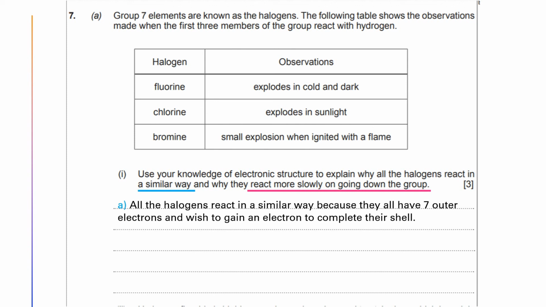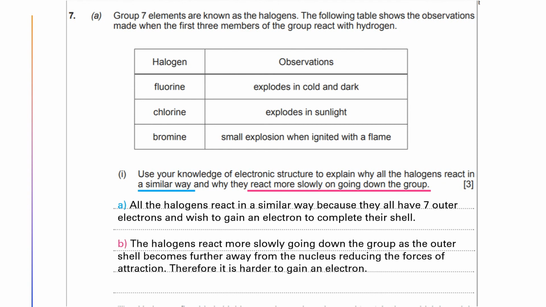And so the second part is why they react more slowly. The halogens react more slowly going down the group as the outer shell becomes further away from the nucleus, reducing the forces of attraction. Therefore, it is harder to gain an electron. So there's 2 things you must note here. You have to note that it's further away from the nucleus, therefore it's harder to gain an electron. If you don't mention one of them, you only get 1 mark. So it's really important that you list what's happening, so it becomes further away, and what is the consequence of that. Therefore, it's harder to gain an electron.